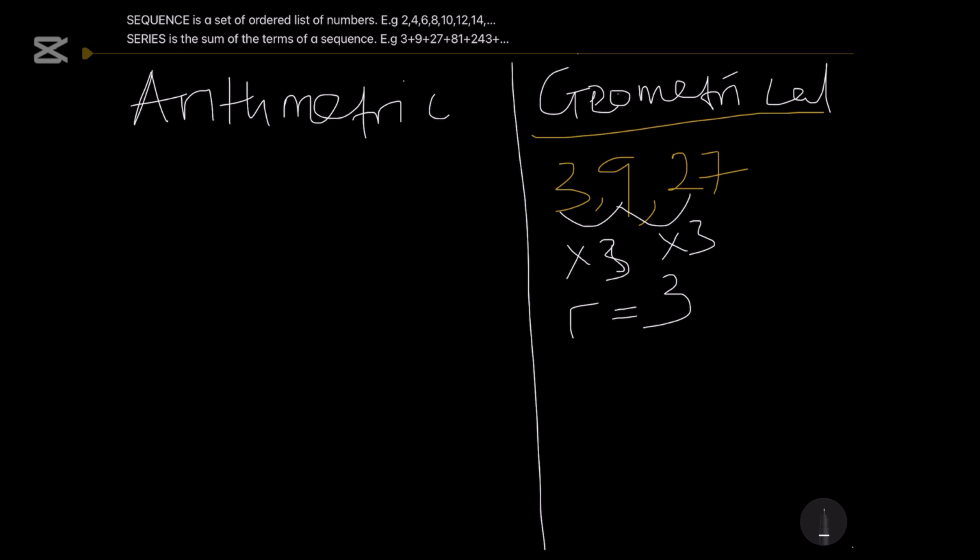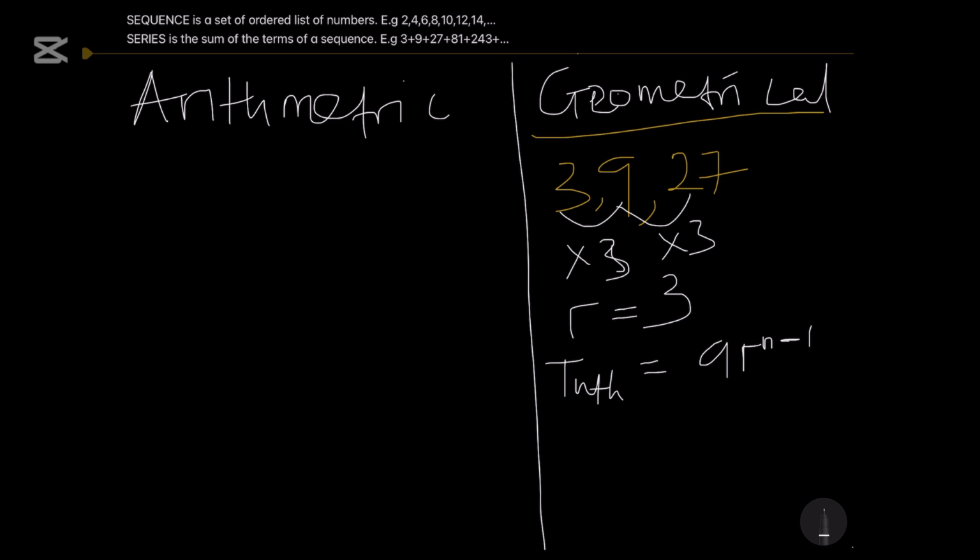So to calculate the nth term of a geometrical progression, we simply apply the formula that says A R to the power of N minus 1. That is A R to the power of N minus 1. So this is the formula for generating the terms of a geometrical progression.